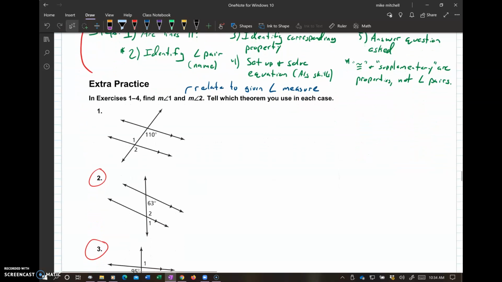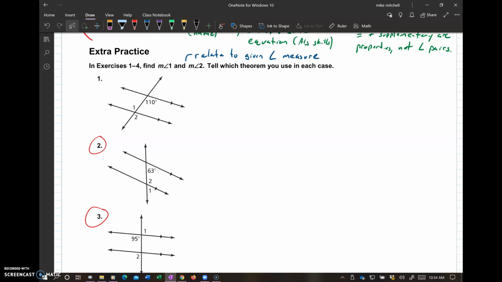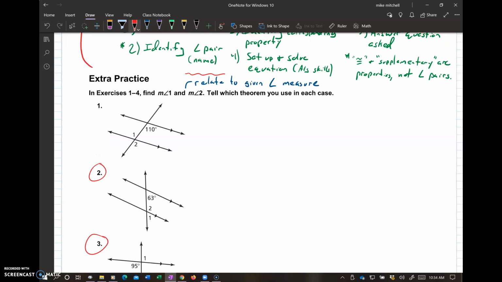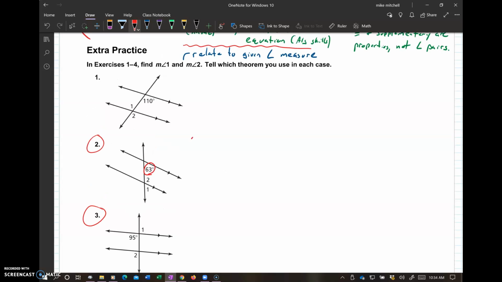This section goes a little quicker. On these, I gave you this little prompt to relate to the given angle measure. So for number 2, I'm going to relate everything to the 63-degree angle. There are different ways you can do this. For angle 1, I'm noticing, okay, I've got my parallel lines. I won't usually write that out, but I have them. I check for it.